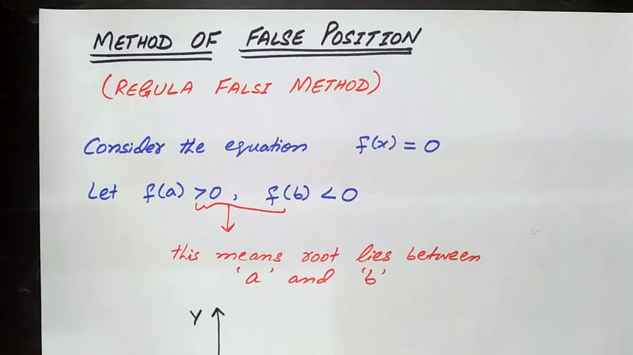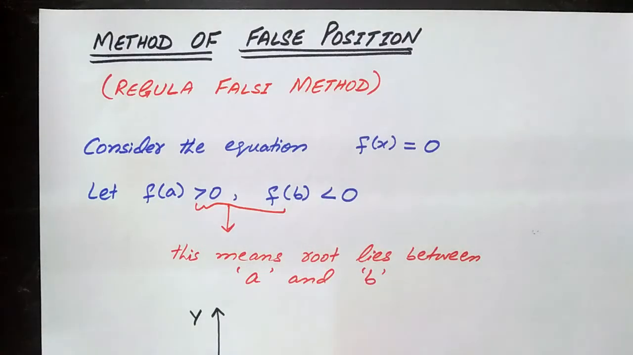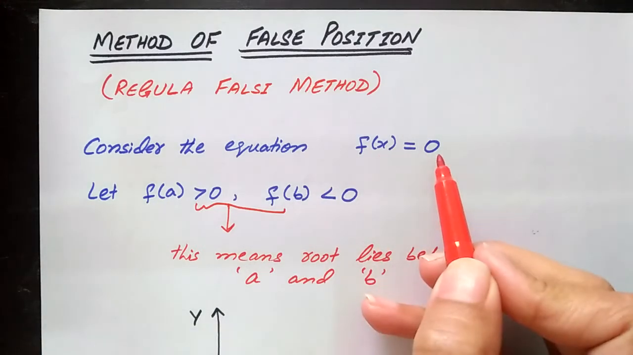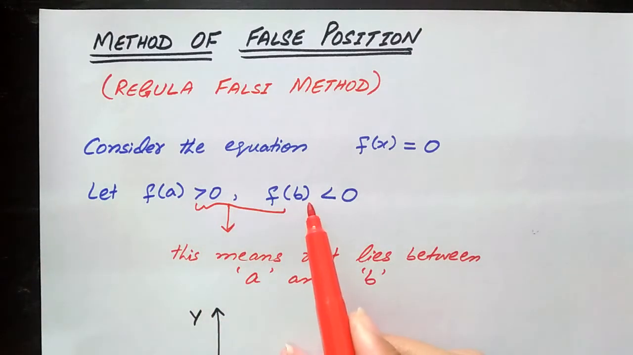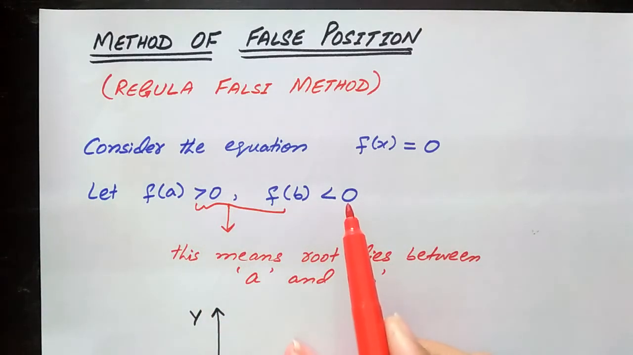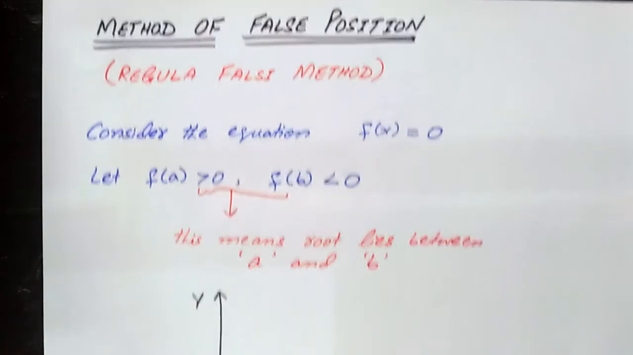Today we are going to discuss another method for finding the roots of an equation that is called the method of false position, or regula falsi method. Consider the equation f(x) = 0. Let's suppose f(a) and f(b) are of opposite signs. Then this means that the root lies between a and b.